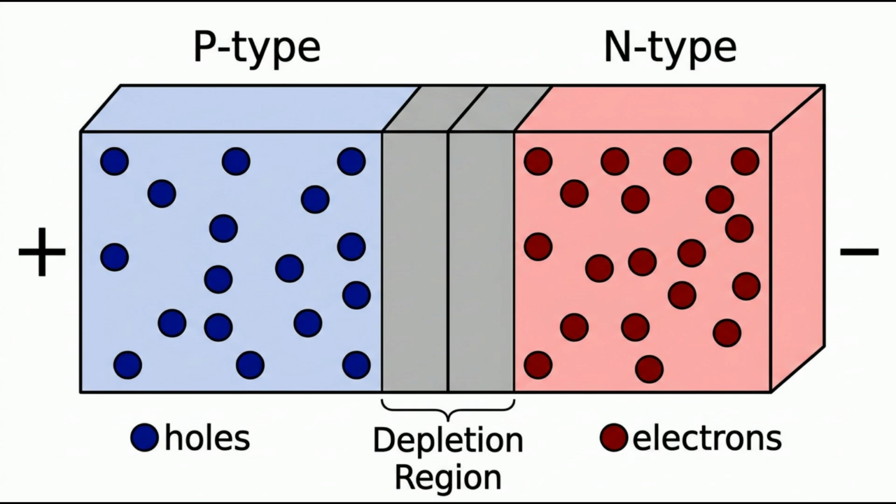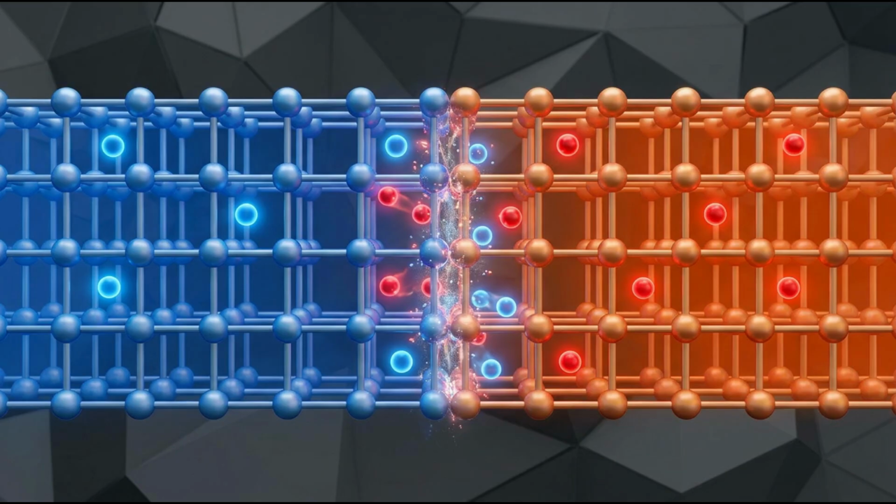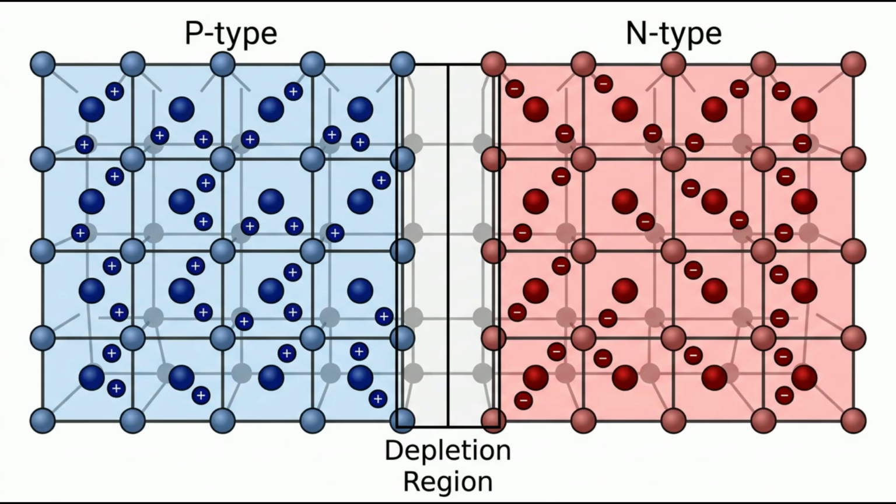Inside every basic diode, there is a p-n junction. This means one half is made of p-type material, which has extra positive charge carriers, and the other half is n-type material with extra negative charge carriers. Where these two meet, something special happens. A thin barrier called the depletion region forms naturally, and it stops current from flowing easily. But when we connect the diode the right way, this barrier behaves differently.